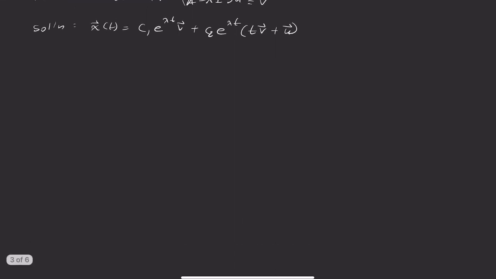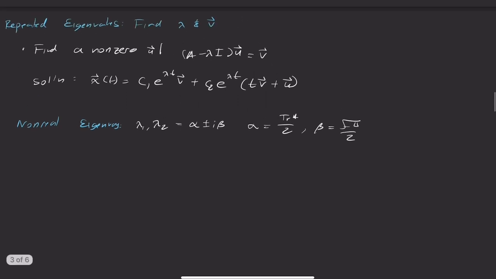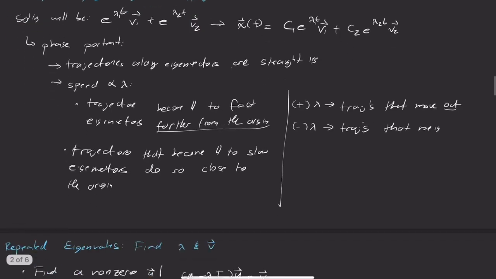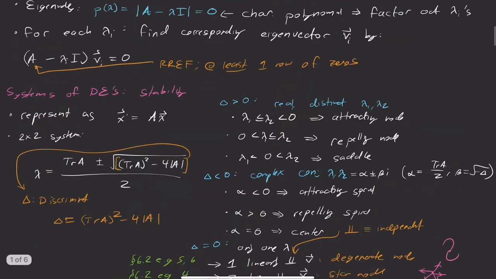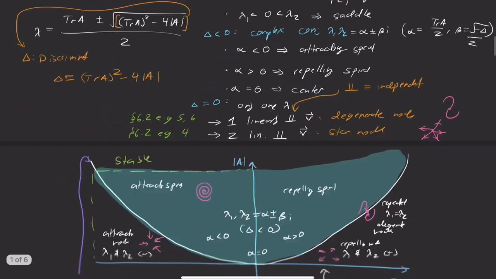So for non-real eigenvalues, this is where your lambda 1 and lambda 2 are given by alpha plus or minus i beta, where alpha is equal to the trace of A over 2, once again, and beta is equal to the negative discriminant over 2. Oh, sorry, I forgot earlier up here it should be beta is equal to negative discriminant over 2. My bad.